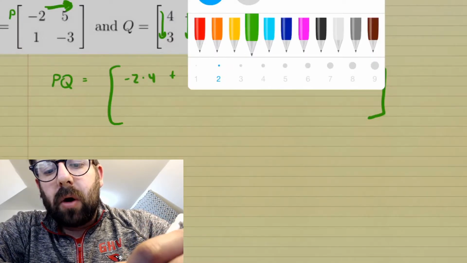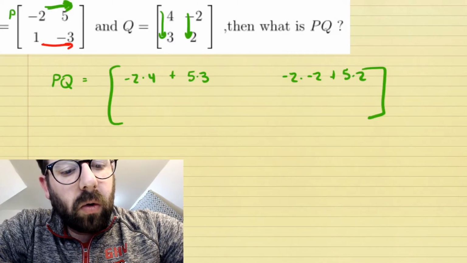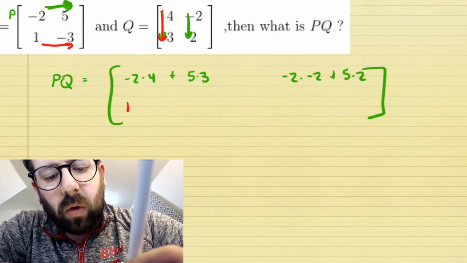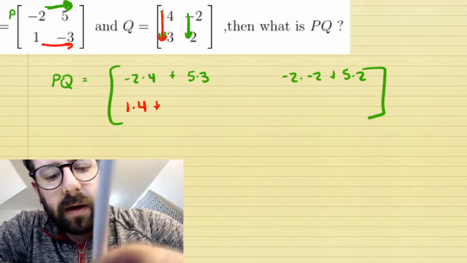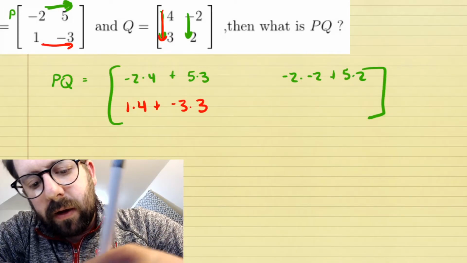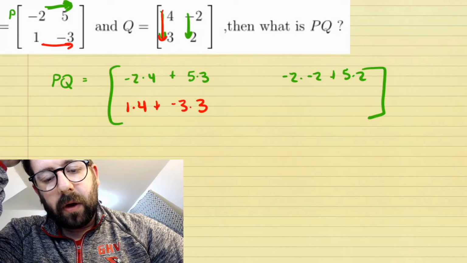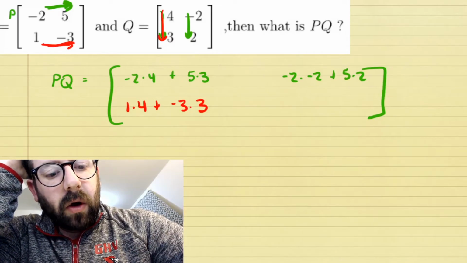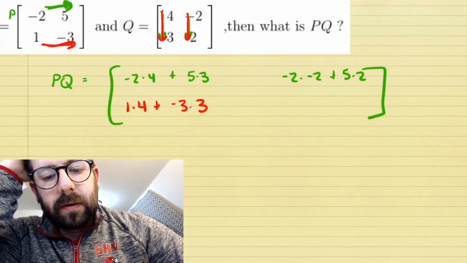All right, now we go to the bottom row. So bottom row, first column. So that's 1 times the 4 and the -3 times the 3. So there you go. And then we go to the next one. So we go row and column again.